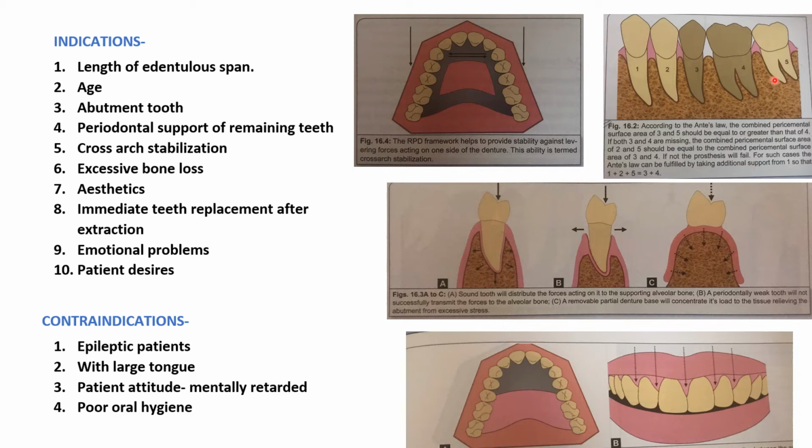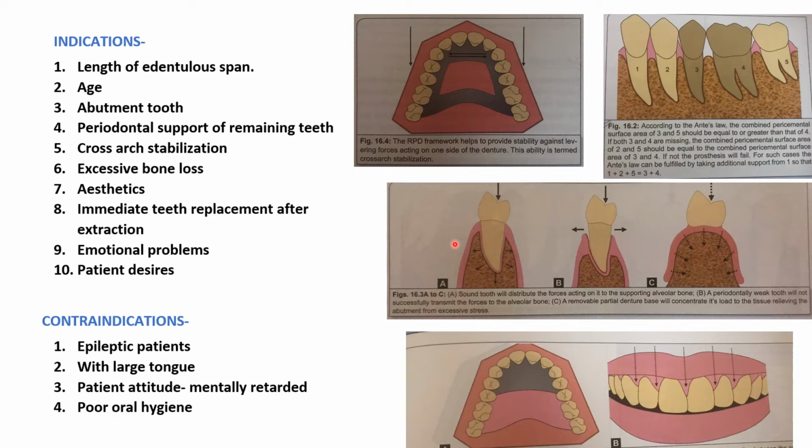And the fourth one is periodontal support of the remaining teeth. The periodontal membrane is the structure which transfers all the load, all the forces, from the teeth to the underlying bone. When the periodontal support of the remaining teeth is poor, a fixed partial denture is contraindicated and a removable partial denture is preferred because it requires less support from the abutment teeth.